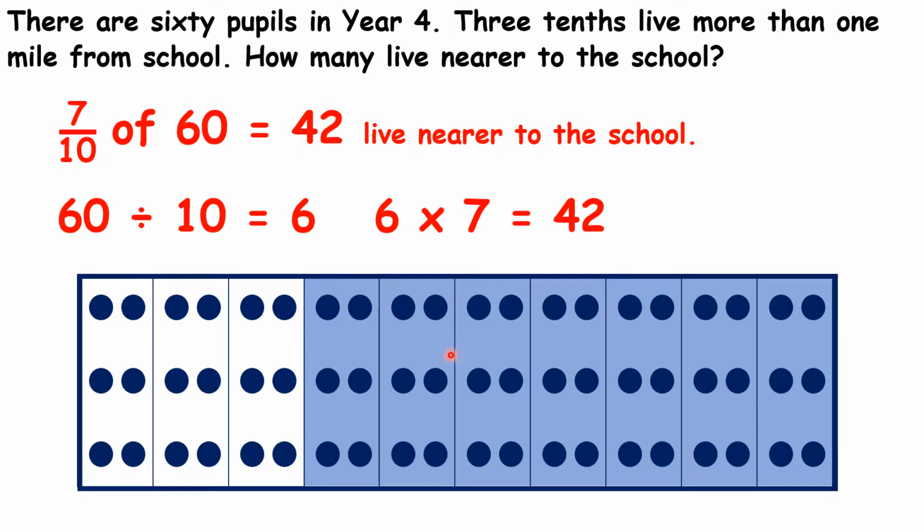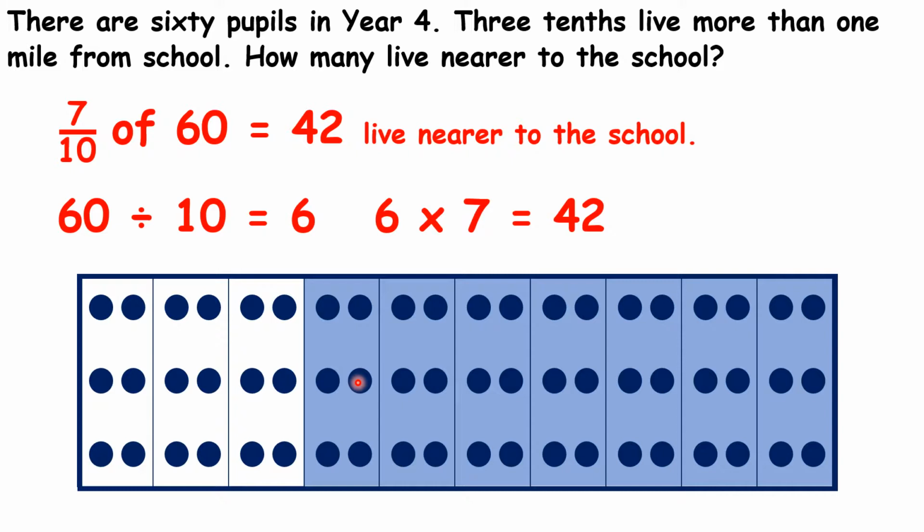So let's look at this diagram. Imagine the blue dots are pupils in Year 4. 3/10ths of them, so that's the 3/10ths here which are not shaded, live more than 1 mile from school, so that's 18 pupils. But if 3/10ths live more than 1 mile from school, that must mean that 7/10ths, so the 7/10ths we have shaded, must live nearer to the school, so that's 42 pupils.